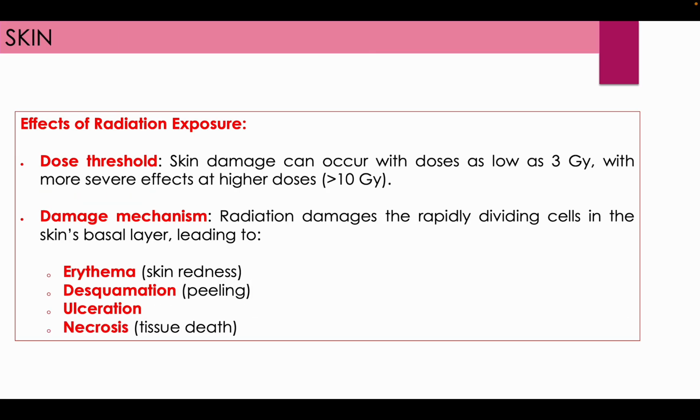As for the skin, it is also affected by high doses of radiation, especially in localized exposures, such as in radiotherapy and also close-range radiation accidents. The damage to the skin cells can manifest as what we call radiation burns. Skin damage can occur with doses as low as 3 gray, but with more severe effects at higher doses. The damage mechanism will be erythema, desquamation, ulceration, and necrosis.